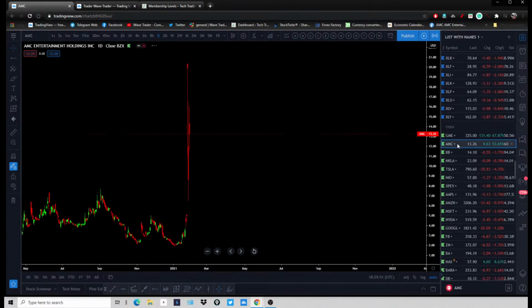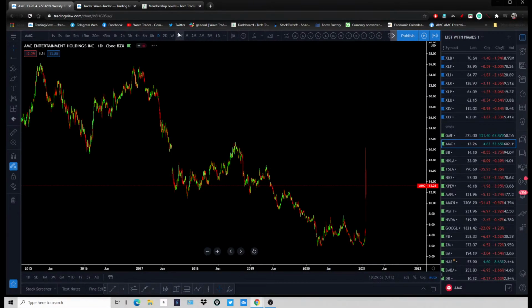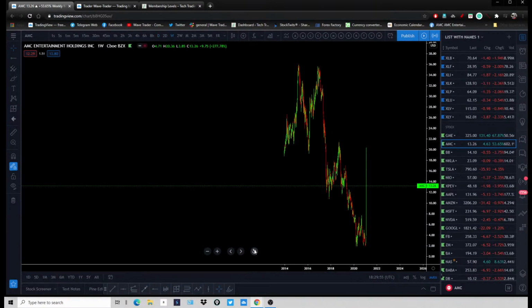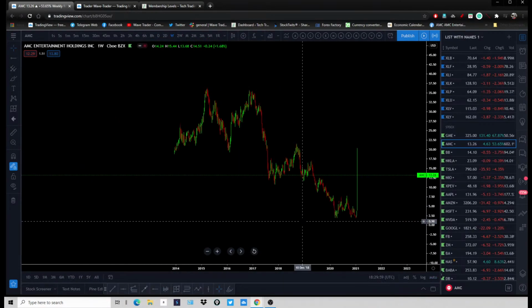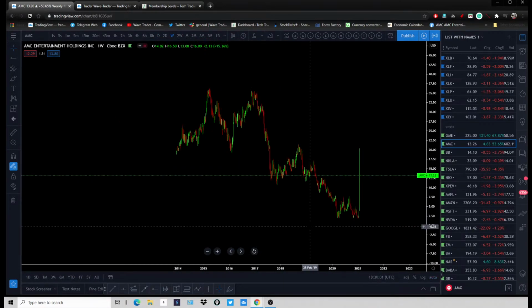People are asking the same about AMC. AMC is also similar, guys. What retail traders are doing is trying to pump price. This is a very common strategy, and a very old one. It's not the first time you are seeing a short squeeze.